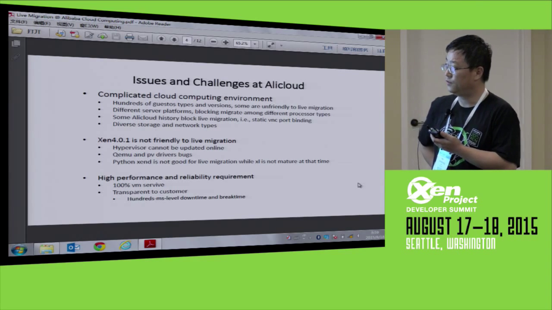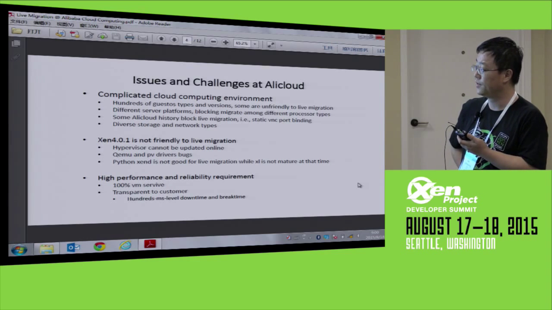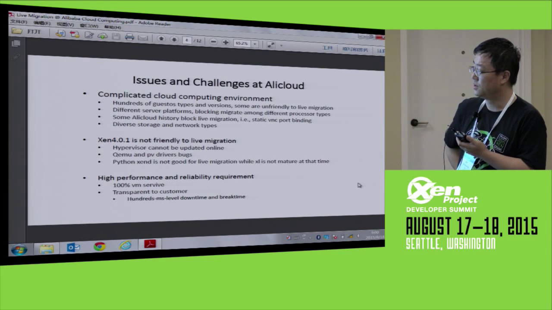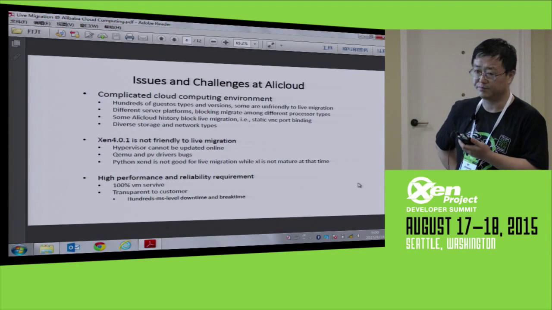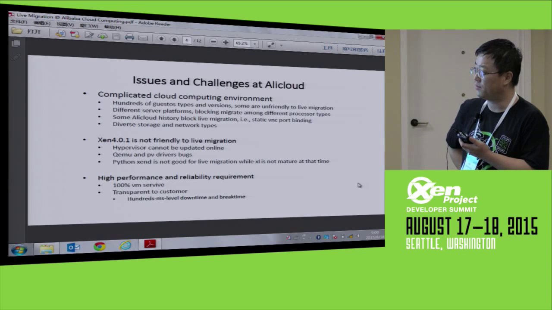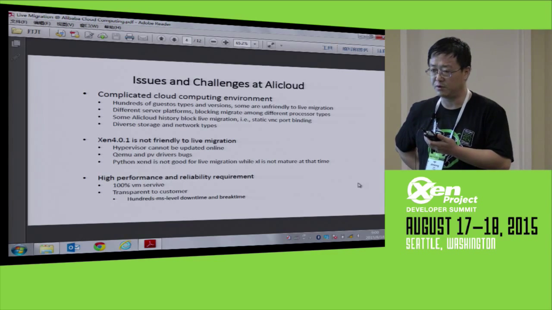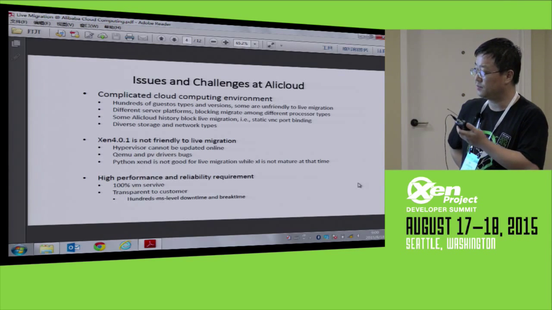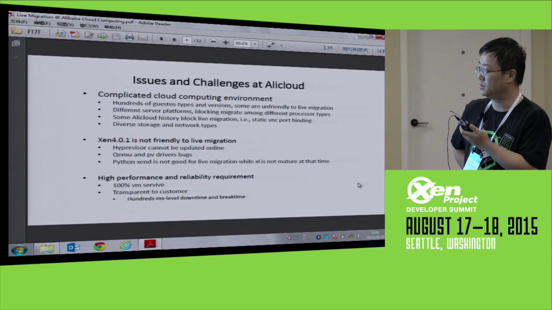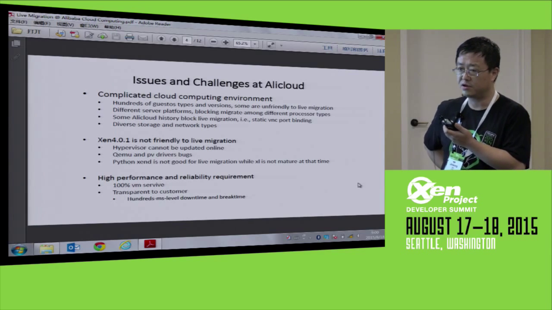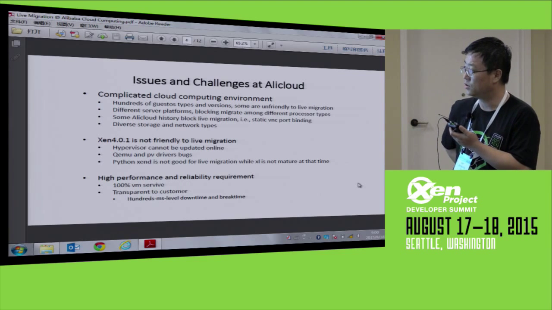We use Xen 4.0.1. This is an old Xen. And at that time, Xen was not friendly to live migration. For example, its QEMU has a lot of problems, and the PV drivers have a lot of problems. And the hypervisor, we cannot update online. So if the hypervisor has problems, we cannot hotfix it. And at that time, live migration was controlled by xend, written in Python. Python performance is not good, and at that time, XL was not mature enough. So these are all the problems we met.